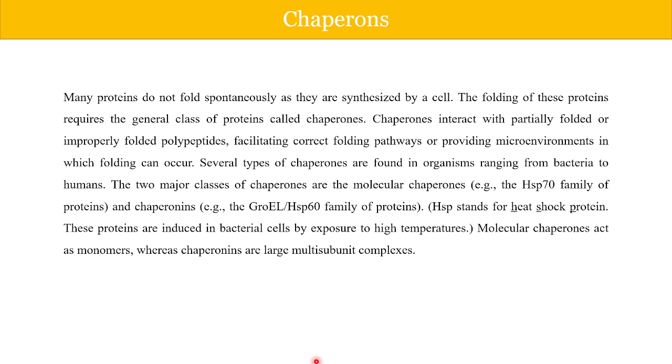Several types of chaperones are found in organisms ranging from bacteria to humans. The major classes are, like I was saying, the heat shock proteins. You have the HSP70 family of proteins, and chaperonins like GroEL, the HSP60 family of proteins. These proteins are induced in bacterial cells by exposure to high temperatures. Molecular chaperones act as monomers, whereas chaperonins are large multi-subunit complexes. These chaperones are themselves protein molecules. Some act as monomers, the others are multi-subunit complexes, the quaternary structures.